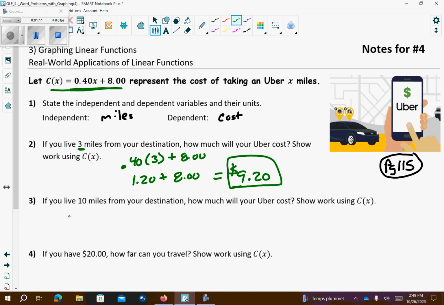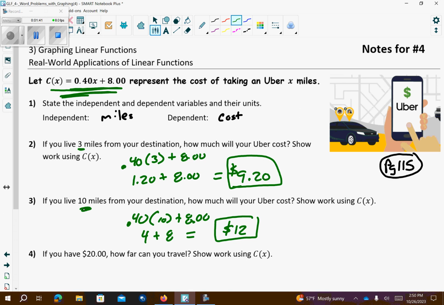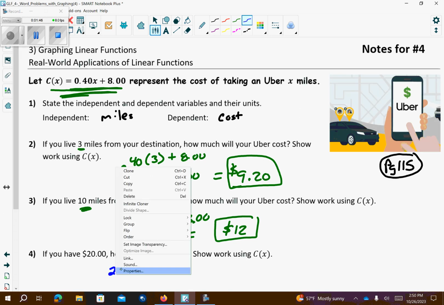And then it says if you live 10 miles from your destination, how much is it going to cost? So I'm going to take the same equation from above: 0.40, and we're going to plug 10 in because we want 10 miles, plus 8.00. And again, this just came from the equation up here. So this is going to give me 4 plus 8, which is going to cost us $12 to go 10 miles.